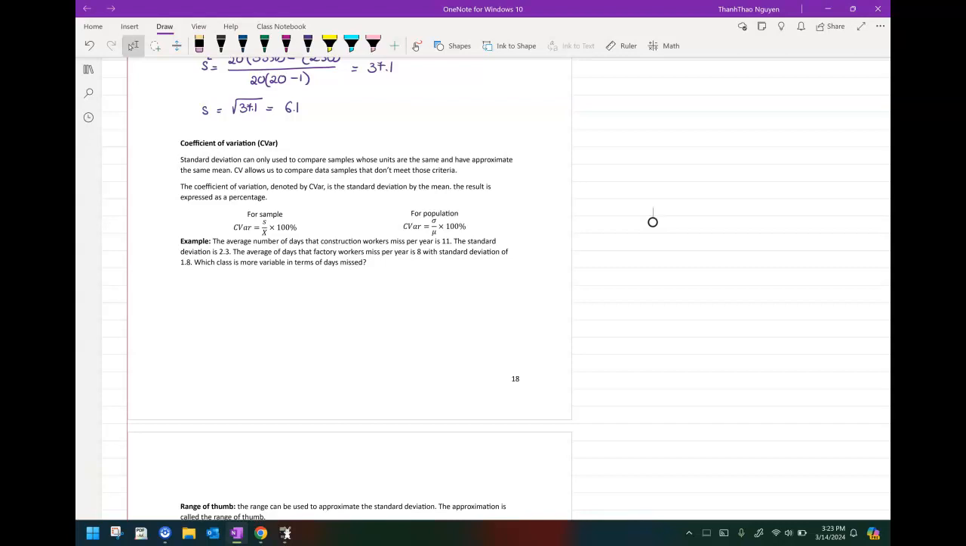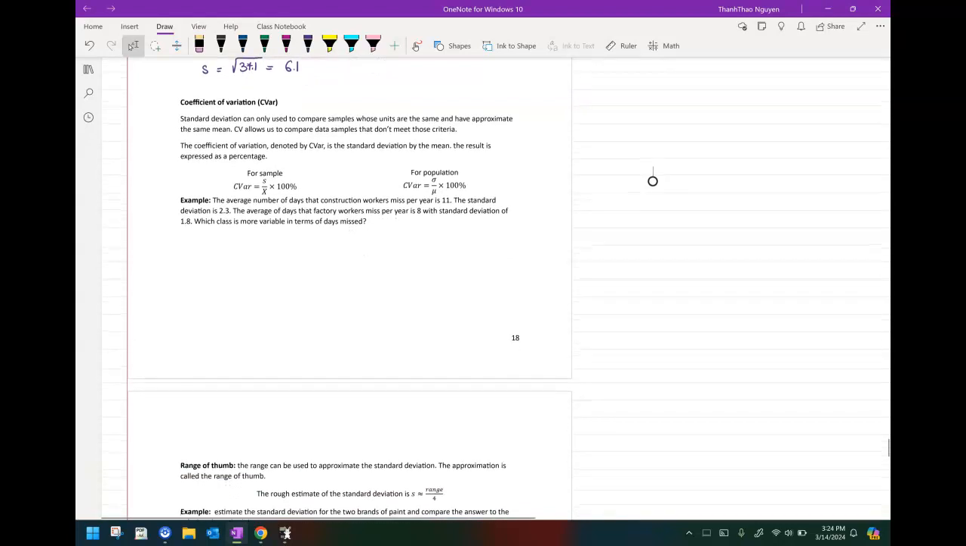The coefficient of variation, denoted by C var, is the standard deviation divided by the mean. The result is expressed as a percentage. For example, C var equals S divided by X-bar multiplied by 100%. For a population, we have sigma divided by mu multiplied by 100%. Let's take a look at an example.